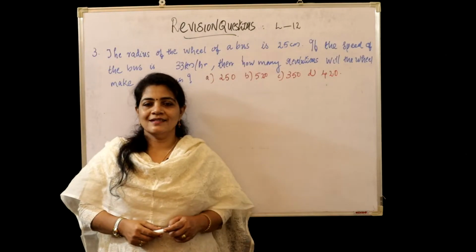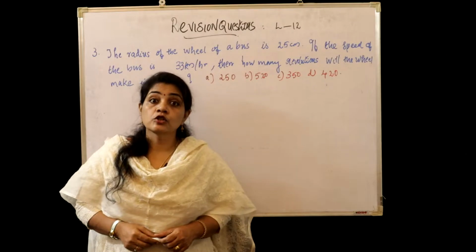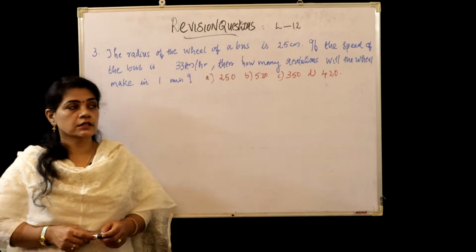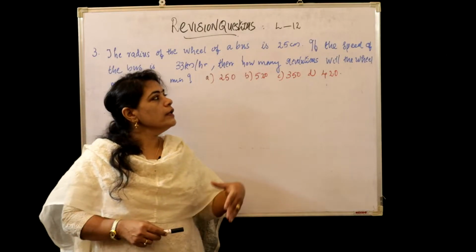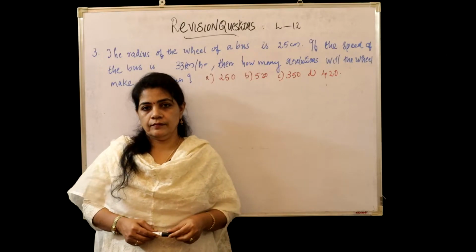Now the third question. The radius of the wheel of a bus is 25 centimeters and the speed of the bus is 33 km per hour. Then how many revolutions will the wheel make in 1 minute?